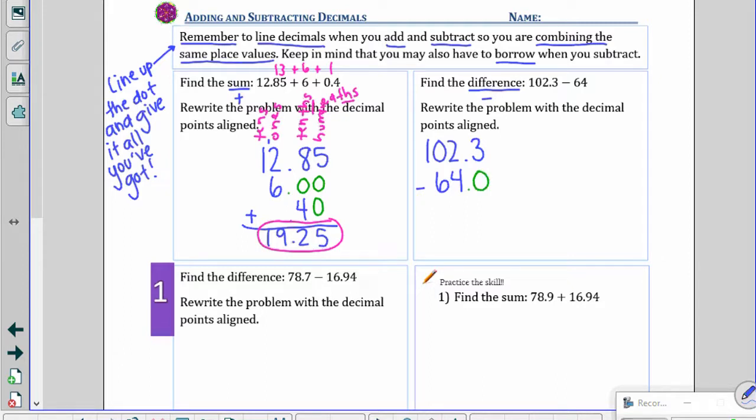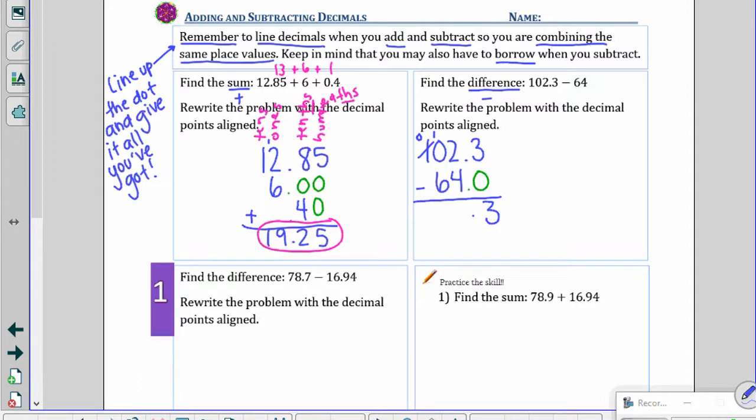So in the tenths place, I have 3 minus 0, which is 3. Put my decimal point in there. I lined up the dot and I gave it all I've got. Now, when I get to the ones place, I have 2 minus 4. I can't take away 4 from 2. So I'm going to go over to the tens place. There's a 0 there, so that's not going to help us. So I'm going to go all the way over to the hundreds place and borrow from this 1 here. That gives us 0 hundreds, but it does give us 10 tens, which is the same.